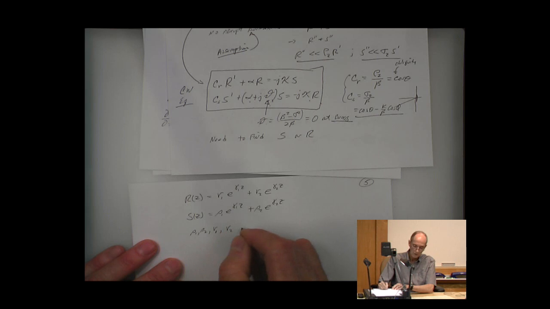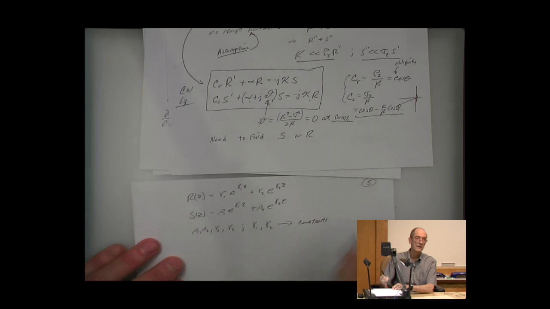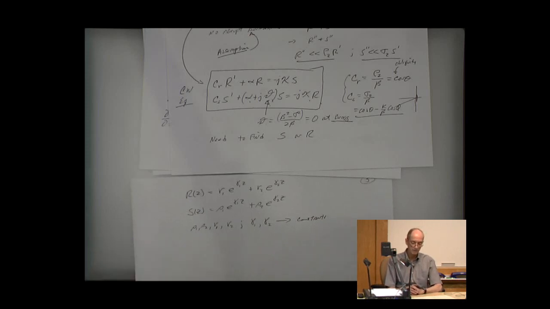Now, S1, S2, R1, and R2, as well as gamma 1 and gamma 2, these are all constants. We don't know what they are yet, but we can find them.